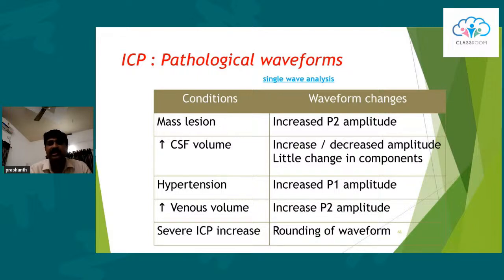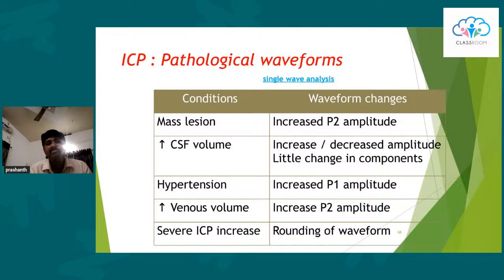So the single wave analysis can be interpreted in the following way. For example, if there's a mass lesion, there is an increase in amplitude of the P2 wave signifying loss of compliance. When there's an increase in the CSF volume, there is a decrease or increase in amplitude of the whole wave, or a change in the mean ICP value. When there's arterial hypertension, there's primarily an increase in the P1 amplitude. When there's an increase in the cerebral blood volume, there's an increase in the P2 amplitude.